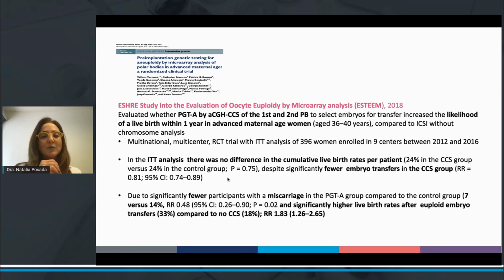The next 2 studies that we're going to be looking at evaluated the impact of the use of PGTA on advanced maternal age women.